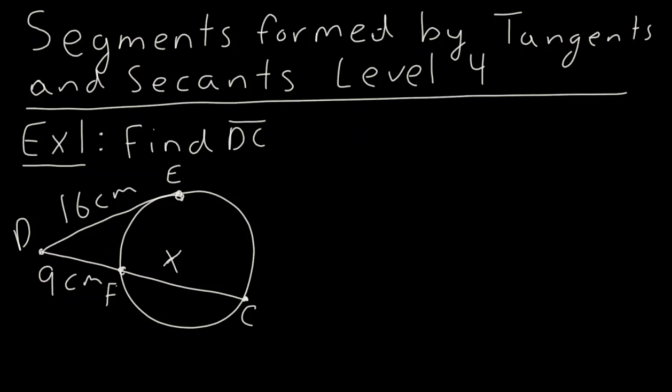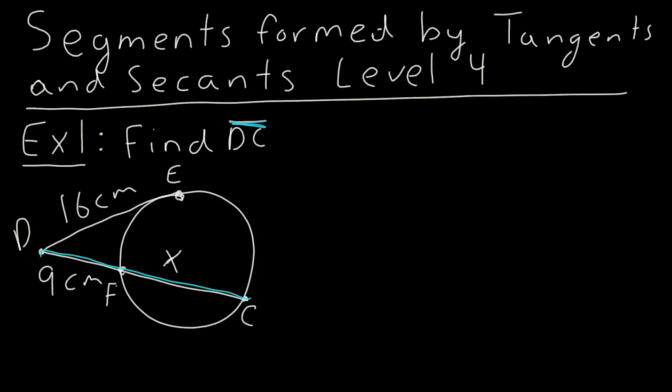All right. Welcome to the segments formed by tangents and secants, level 4. Now, in example 1, we want to go ahead and find the line segment DC. And I always want you to annotate what it is that we're really looking for. So I look right here and I see, okay, DC is that entire length. So just know right up front, it's not good enough to find X. We're going to have to plug X back in and find out what DC actually is as a total.